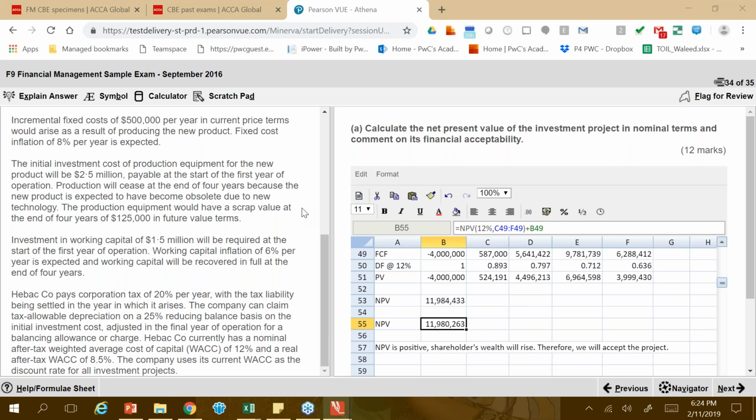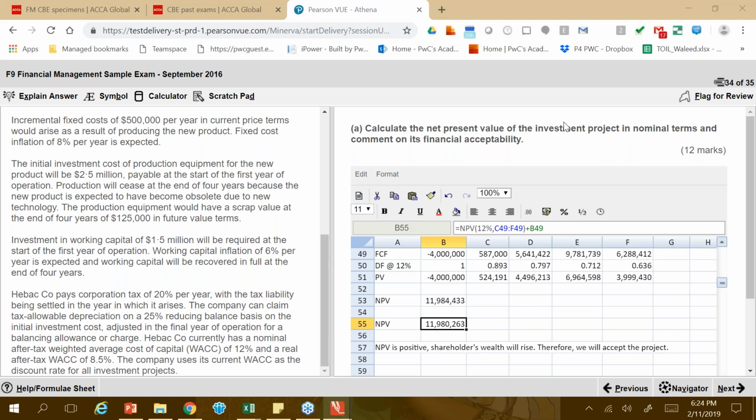Okay. All right, quite many of you. Thanks a lot for all the comments. Quite many of you have seen the NPV function for the first time. So this is perfectly allowed by the examining team.